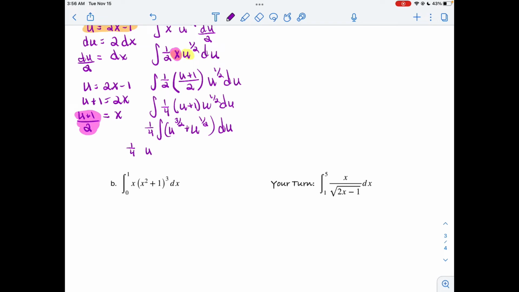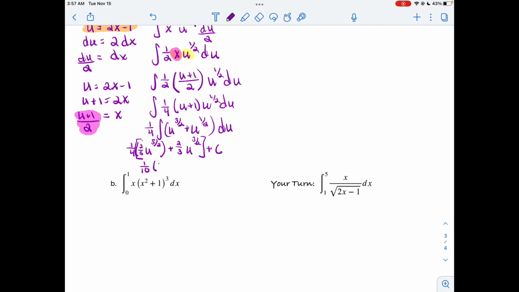So I got the 1/4, u to the, adding 1 to the power, that's going to be 5/2. And so that means I need to multiply that term by 2/5, plus, and then u to the 1/2 plus 1 gives us 3/2, so I need to multiply that term by 2/3, plus c. Okay, notice that the 1/4 is multiplied by all of this, so be careful. I almost forgot my parentheses here, and I might have only distributed that 1/4 to the first term, but that 1/4 is multiplied by our entire antiderivative.